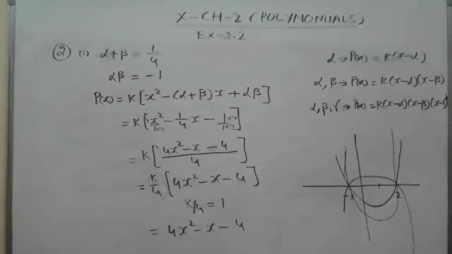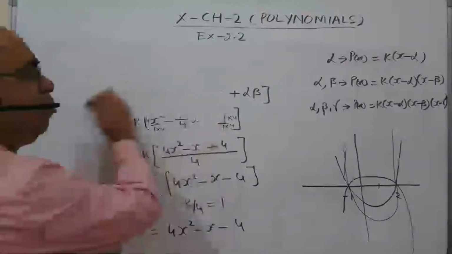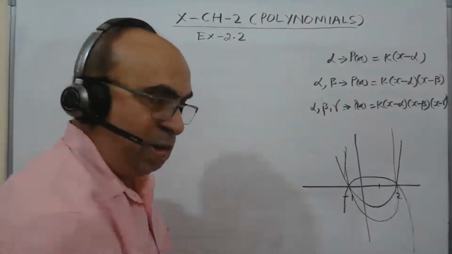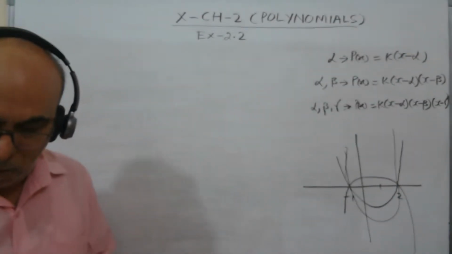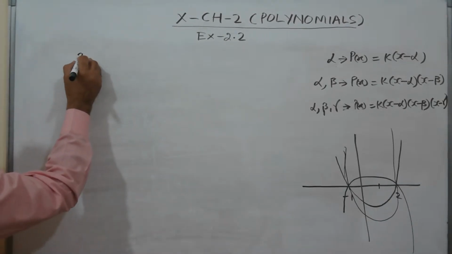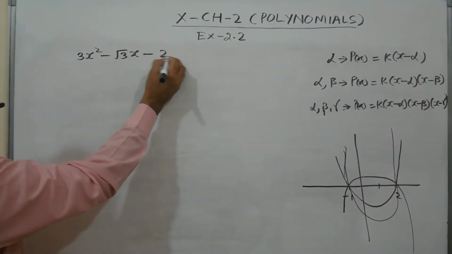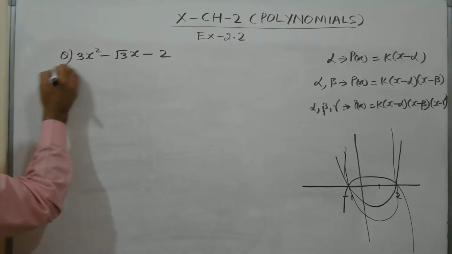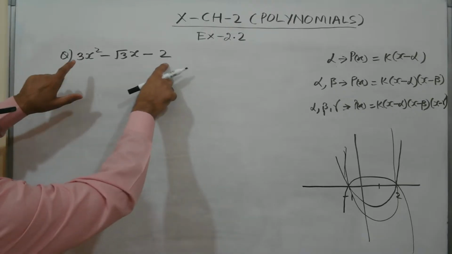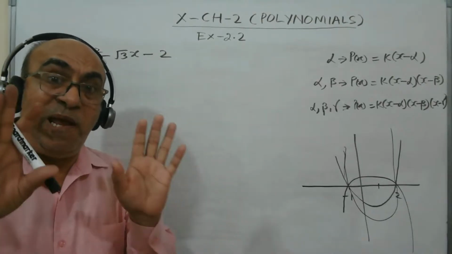Listen. In your textbook, in all bits of question 1, exercise 2.2, they are very simple polynomials. In all of them, there is no radical. Suppose you get a question like this: 3x square minus root 3 x minus 2. Look here. There is a radical. But if radicals are in the first term and the last term, then they are also very simple. The only problem is taking common.